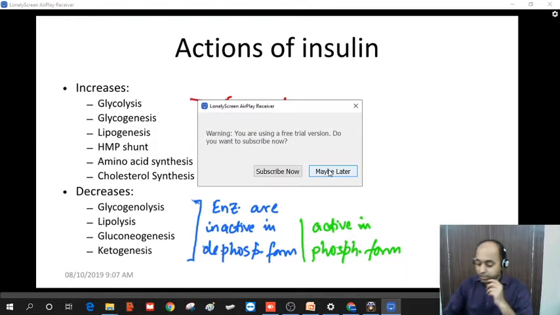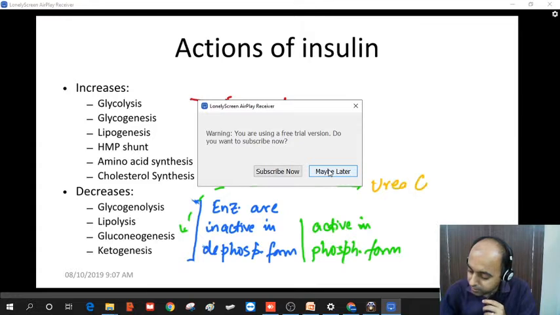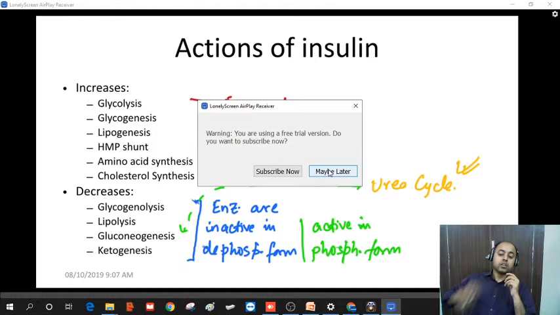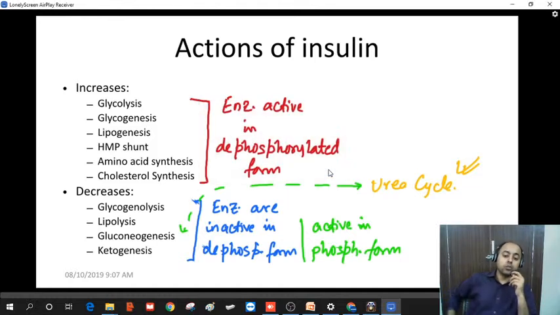Yes, the statement that insulin decreases gluconeogenesis and therefore urea cycle is correct. Because the urea cycle and the gluconeogenesis are linked, if gluconeogenesis decreases, urea cycle will decrease. If gluconeogenesis increases, the urea cycle will increase.